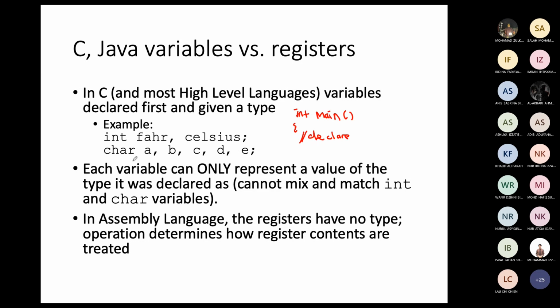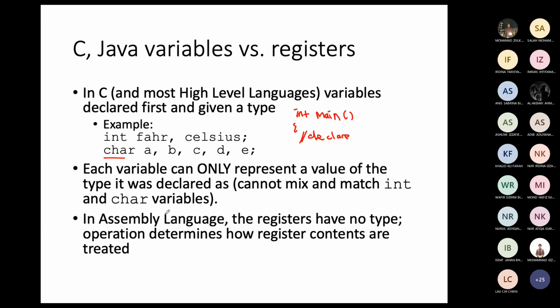are declared as char. Each variable can only represent a value of the type it was declared as and cannot be mixed and matched. So in this case, variables Fahrenheit and Celsius are only of data type integer, whereby they cannot be used to represent char. And if you do, the compiler will give you an error. So one variable, one data type.